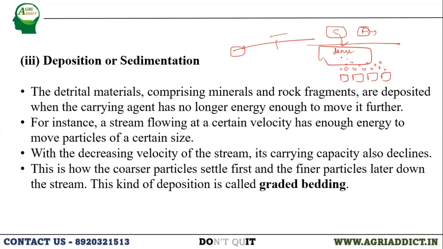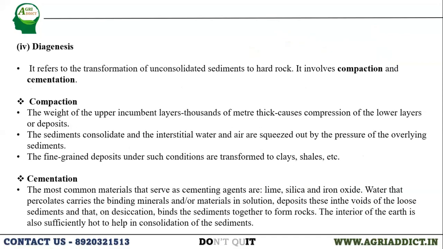So this kind of deposition is called graded bedding. Graded means something differentiating here. Coarser we can see down and finer we are seeing on the upper side. So this is graded bedding, a feature of sedimentary rock. Next, diagenesis, as I told earlier, it is compaction. After deposition, it will undergo compaction. These are the definitions for compaction and cementation. We can remember it in our terminology. It is getting cemented. So it is called diagenesis.